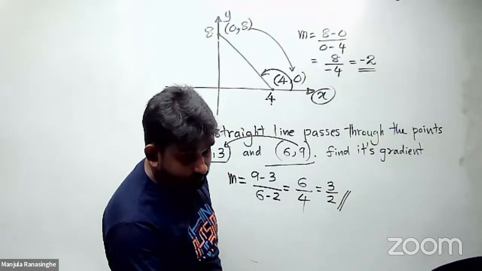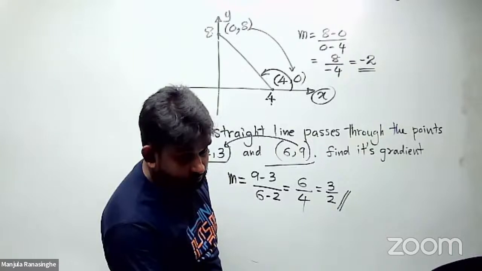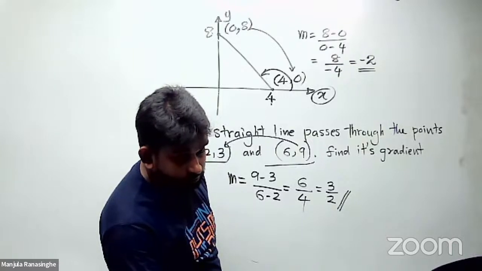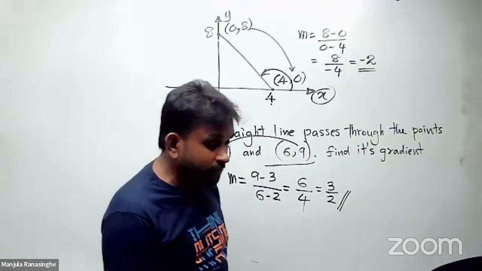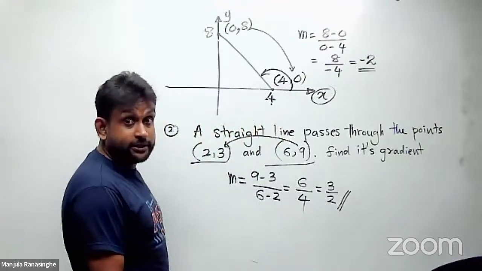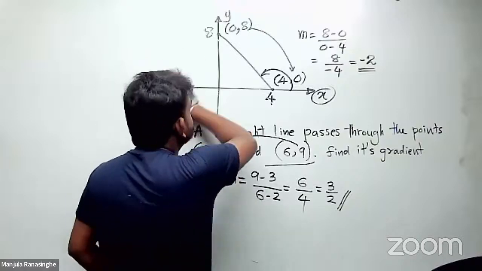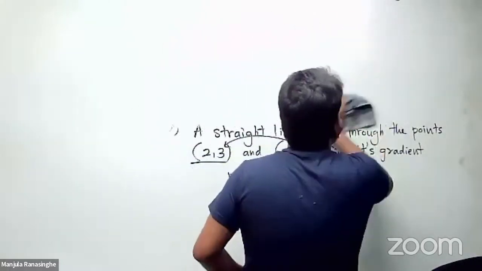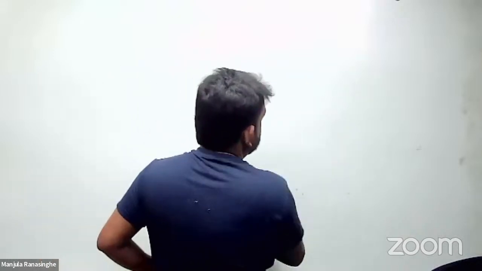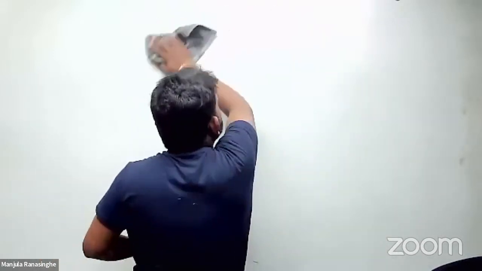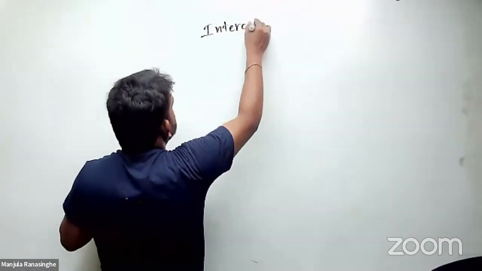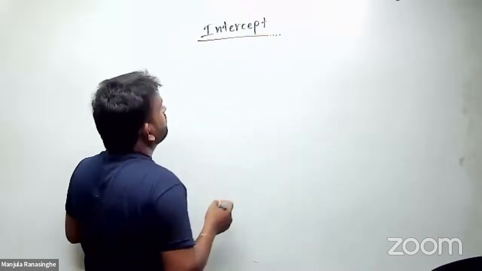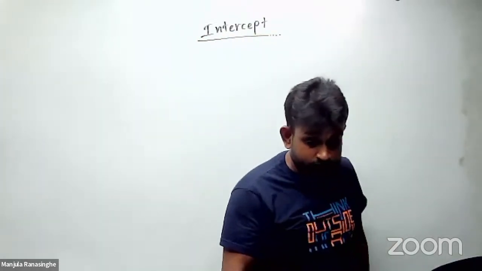Yes, 3 upon 2, 6 upon 4. Simplify further. Right, that is done. So we completed the gradient part. Now you know how to find the gradient with the use of two coordinates. Right. Then the topic is intercept. What is the topic? Intercept. Write it down.